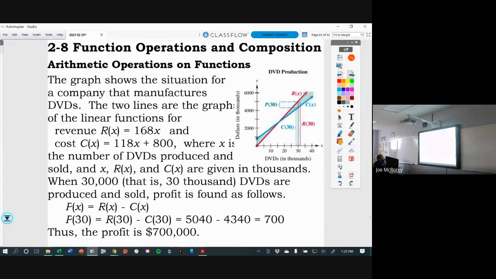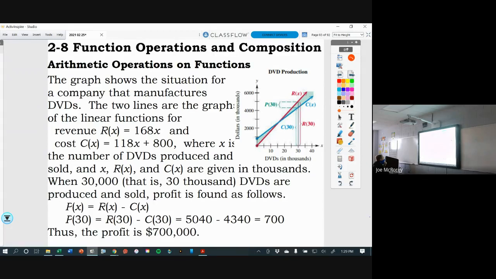So this graph shows the situation for a company that manufactures DVDs. You see two graphs on there. The R of X line, the red line, is your revenue line, and R of X is equal to 168X. The blue line is your cost line, and that cost function, C of X equals 118X plus 800, where X is the number of DVDs produced and sold. X, R of X, and C of X are given in thousands. So 30,000 would be represented as 30 on the graph.